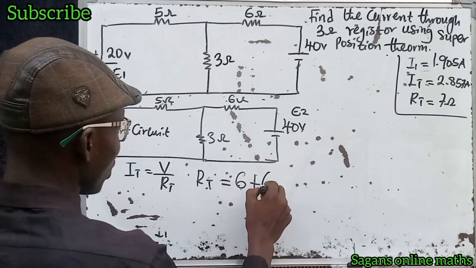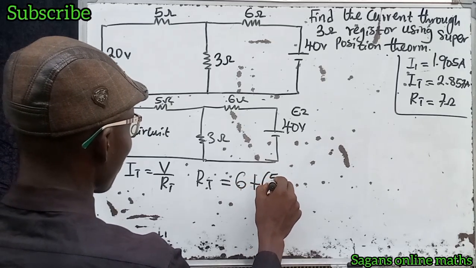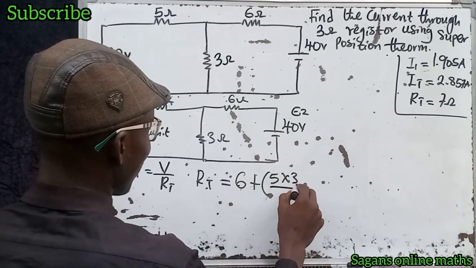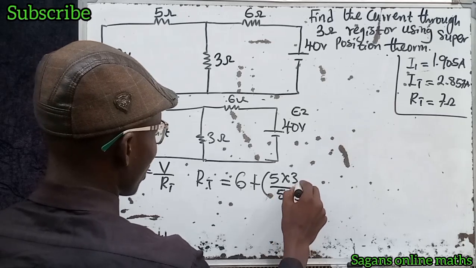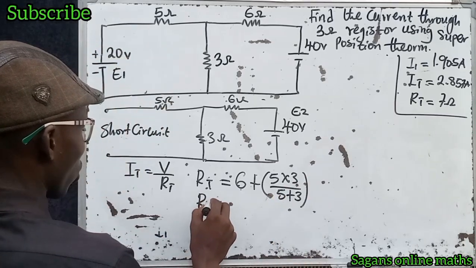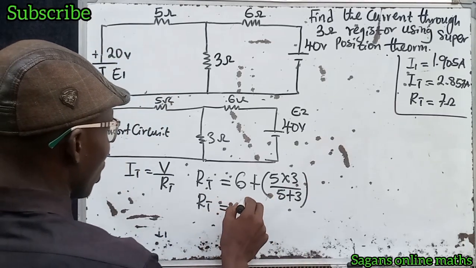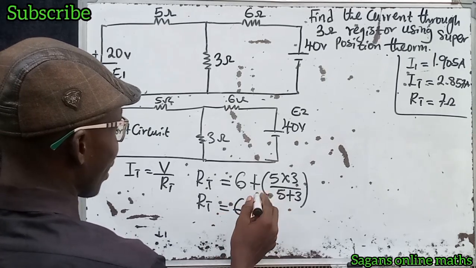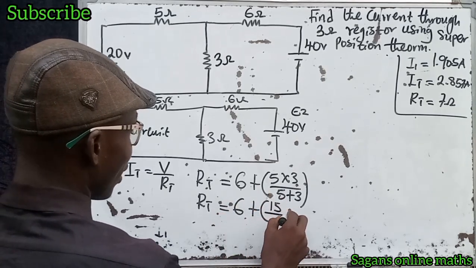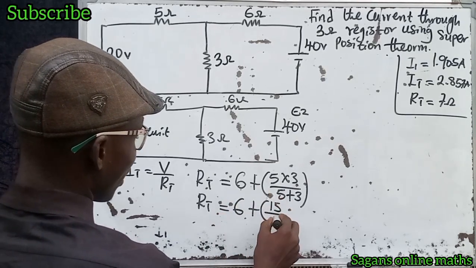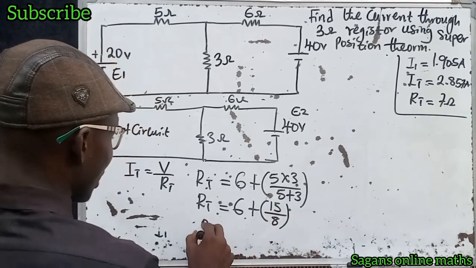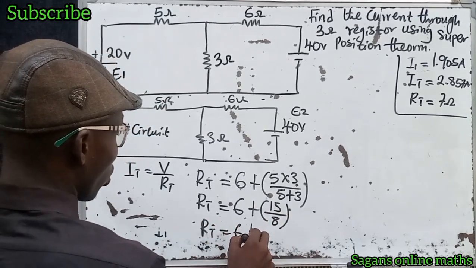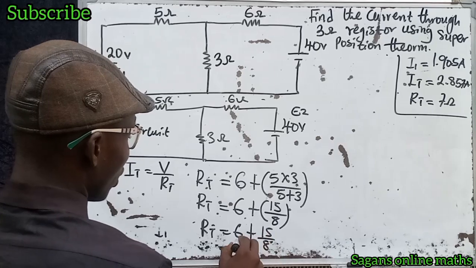So this will become 6 plus 5 times 3 divided by 5 plus 3, right? So the equivalent resistance is equal to 6 plus 5 times 3, which gives us 15, divided by 8. So now the total resistance is equal to 6 plus 15 over 8. The denominator here is 1.